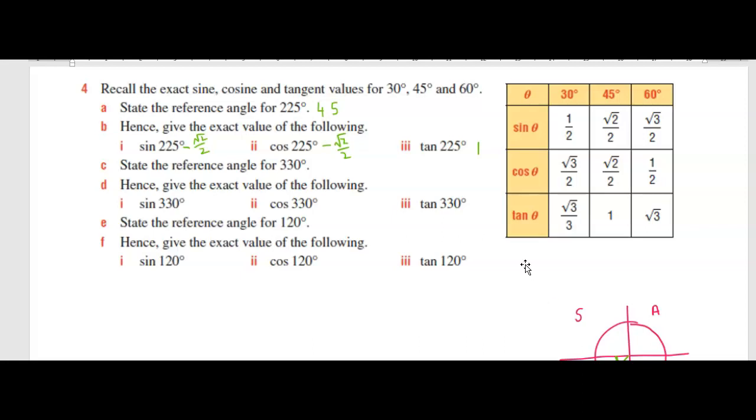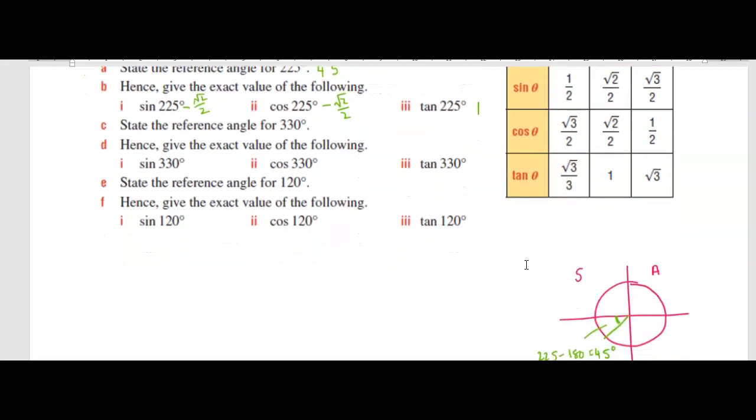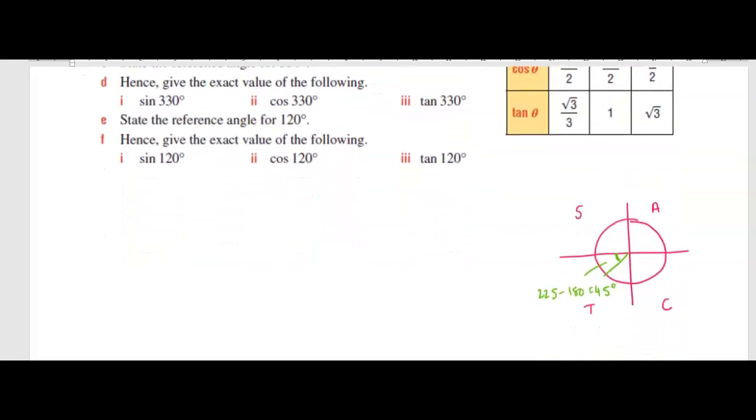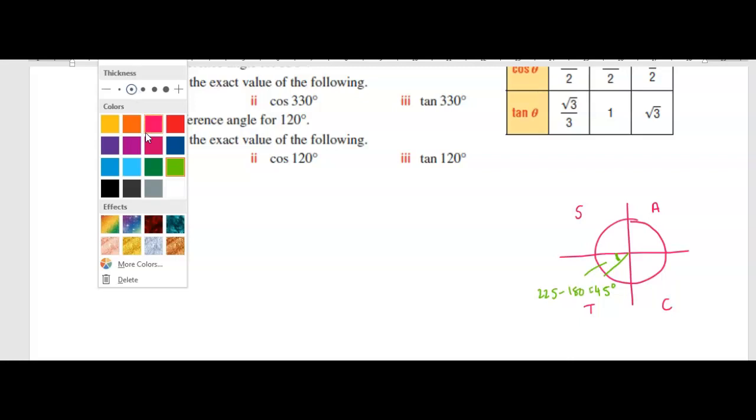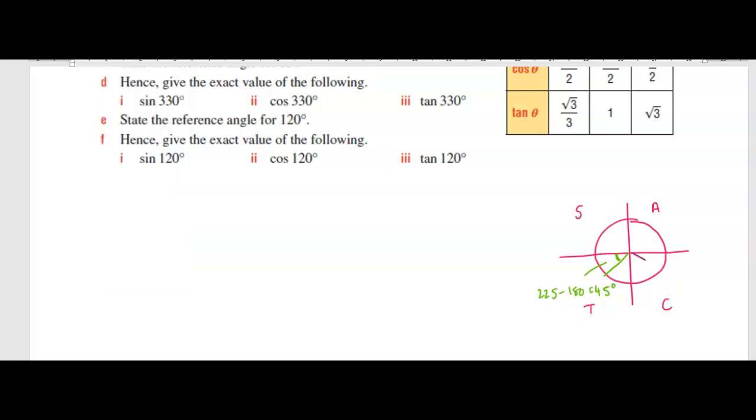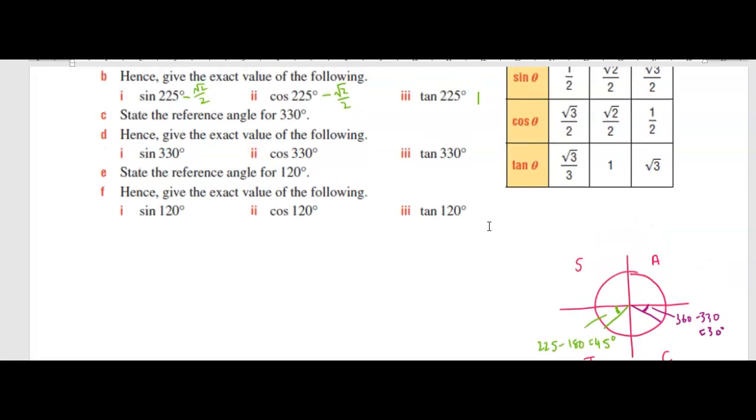All right, question C, state the reference angle for 330. So again, we're going to go to our unit circle. I might just use a different color this time. So 330, we are in the fourth quadrant. Remember, we always go from the horizontal. So that angle in there is going to be 360 minus 330, which is 30 degrees. So your reference angle for 330 is 30 degrees.